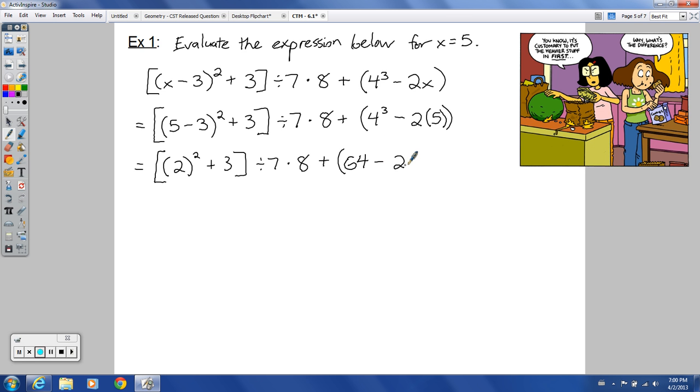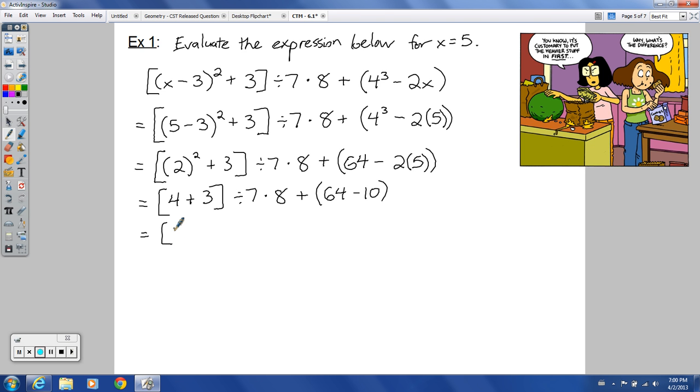And so here, I'm going to leave this like this for now, just so we get that practice. I know the next step it's going to change to 10 when we simplify it, but let's write that in the next step for now. Okay, so this is exponents before addition for sure. I want to do that first. This would be 4 plus 3, and again, still divided by 7, still times 8. This will be 64 now minus 10.